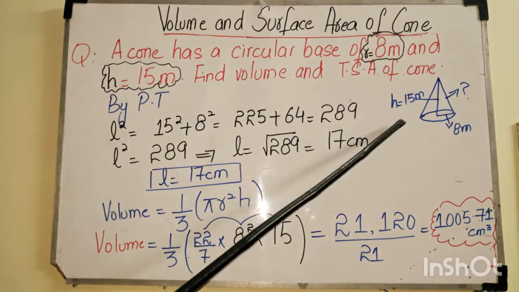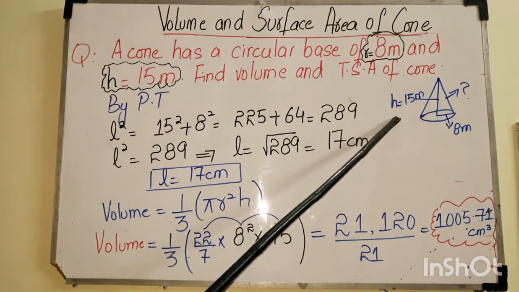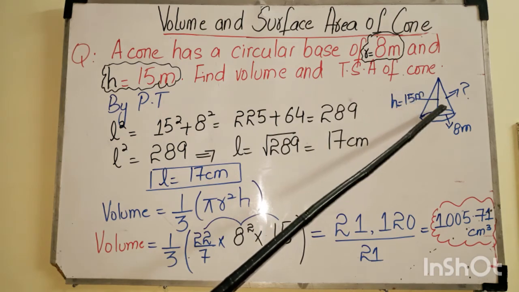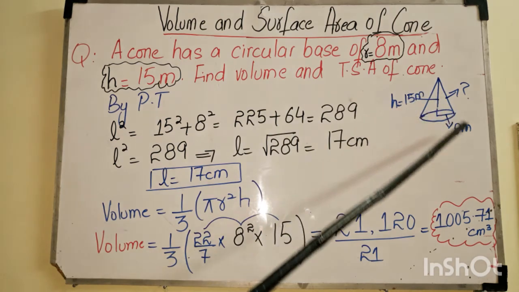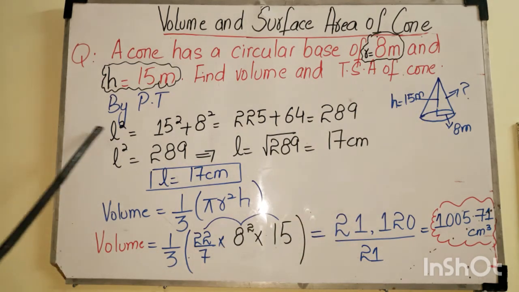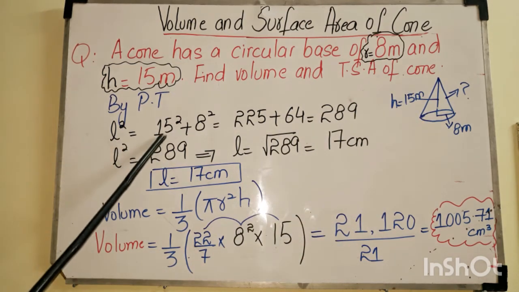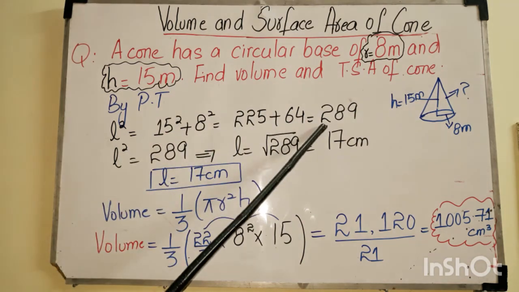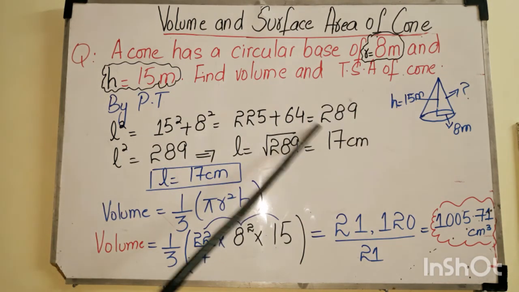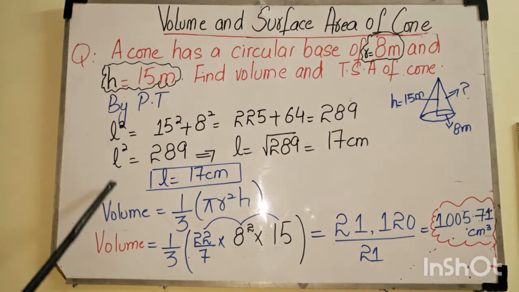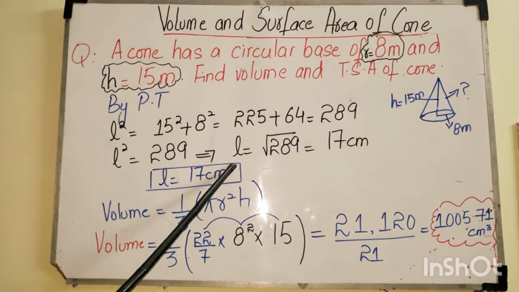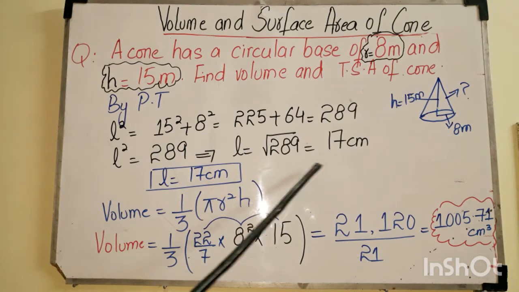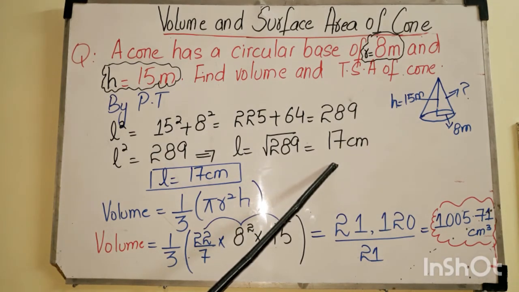I have drawn the figure. Here the height, that is perpendicular, is 15 meter. The slant height, that is hypotenuse, is the unknown, and the base is 8 meter. So here it is. Length square is equals to 15 square plus 8 square. After doing the calculation, I got the final answer, that is 289. But 289 is the answer of L square. Now I have to calculate the value of L. By taking the square root on both sides, the value of L becomes 17 centimeter.